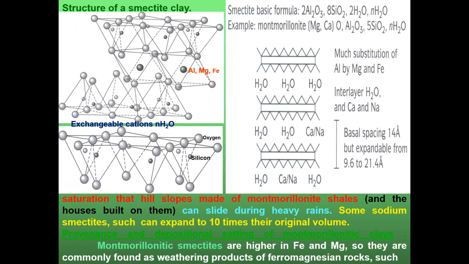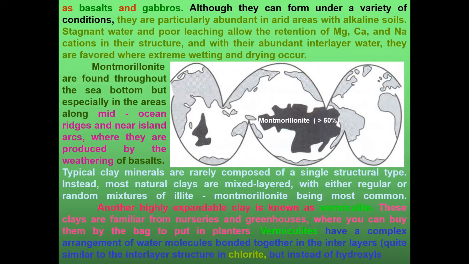Provenance and depositional setting of montmorillonitic clays. Montmorillonitic smectites are higher in Fe and Mg, so they are commonly found as weathering products of ferromagnesian rocks, such as basalts and gabbros. Although they can form under a variety of conditions, they are particularly abundant in arid areas with alkaline soils. Stagnant water and poor leaching allow the retention of Mg, Ca, and Na cations in their structure, and with their abundant interlayer water, they are favored where extreme wetting and drying occur.